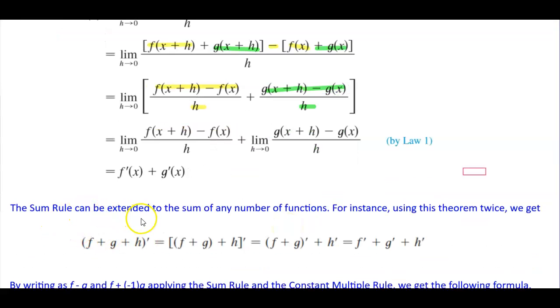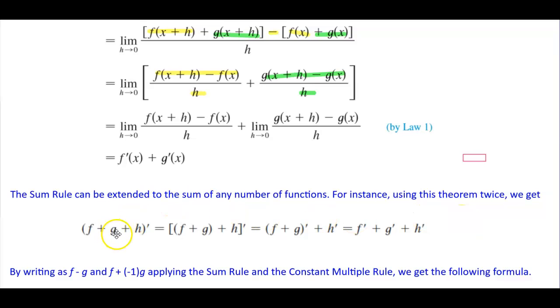Now the sum rule can be extended to the sum of any number of functions. So for instance, using this theorem twice, we get the derivative of f plus g plus h, which is equal to the derivative of the bracket f plus g, plus h prime, which is equal to f plus g prime plus h prime, which then gives us f prime plus g prime plus h prime.